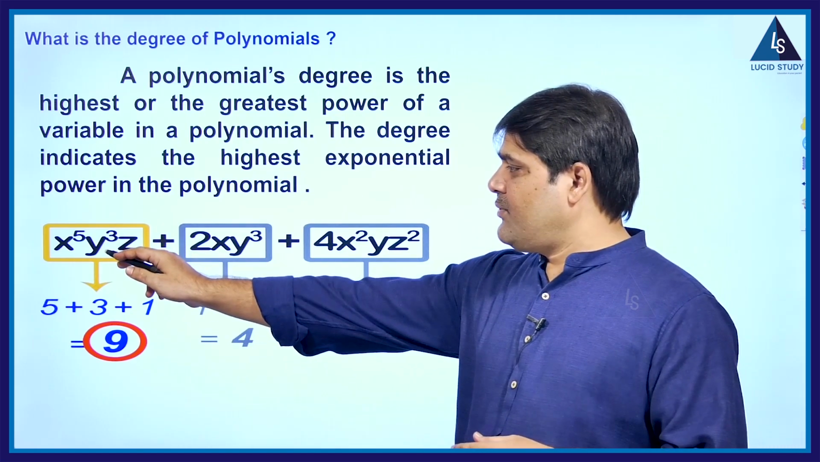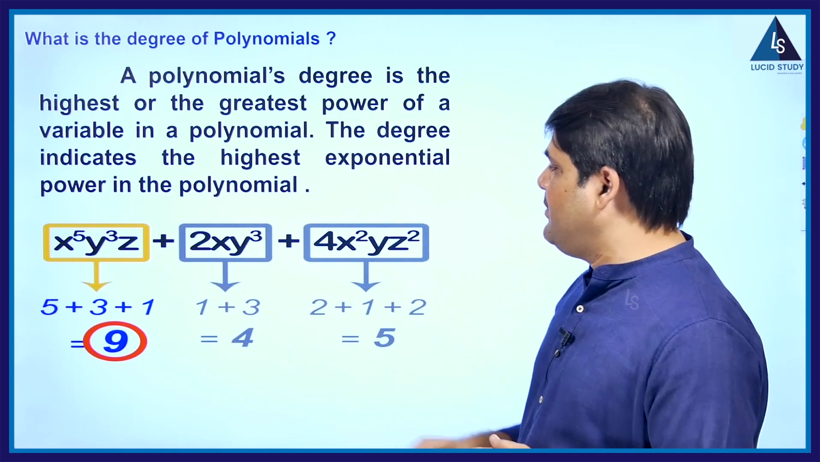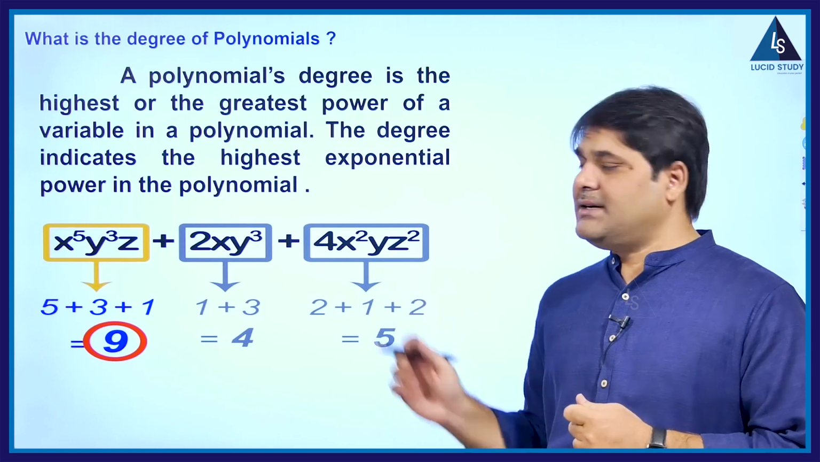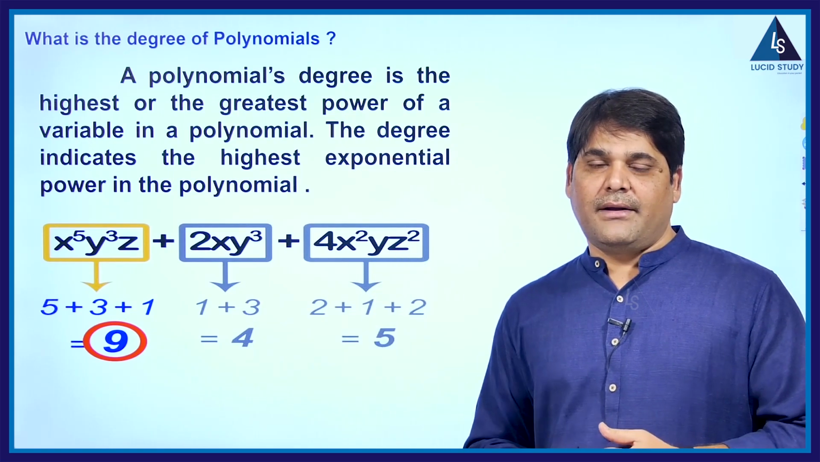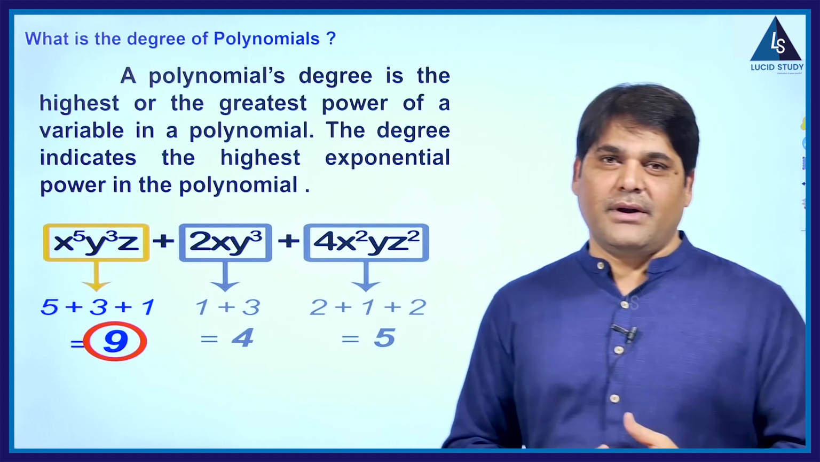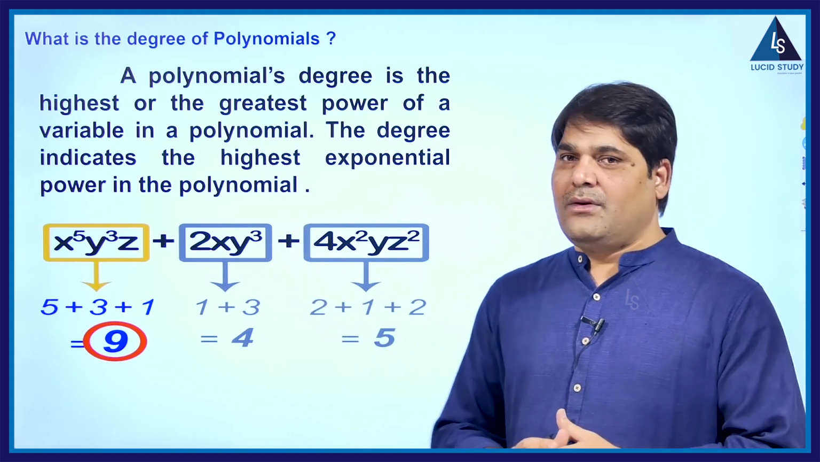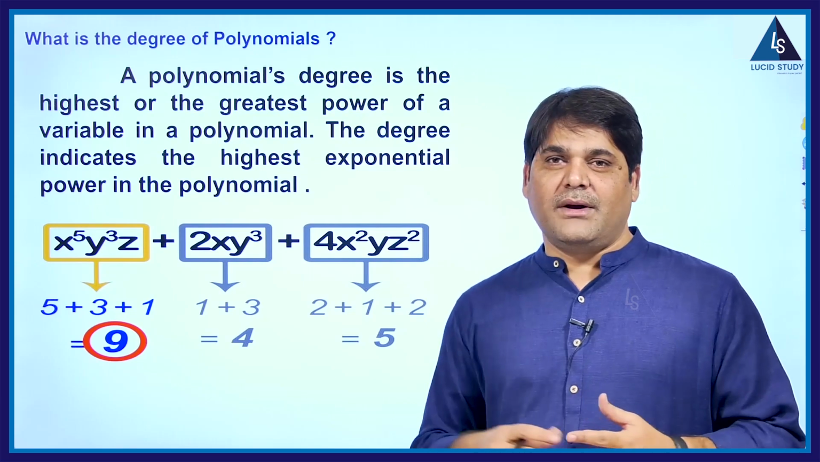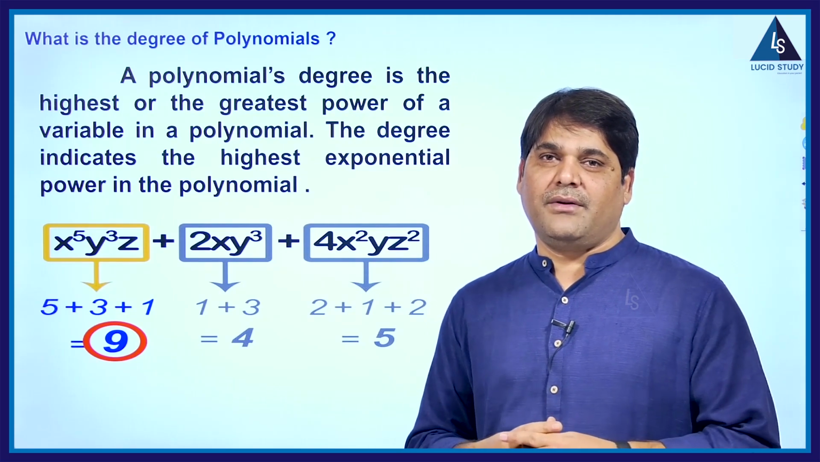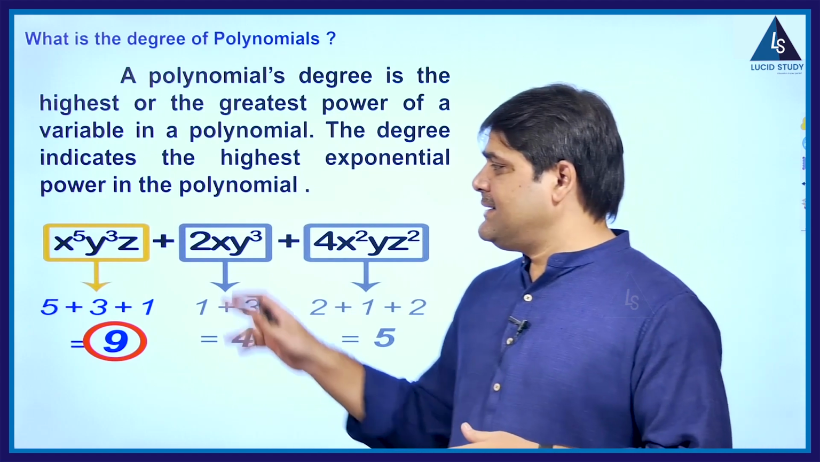See, x power 5 y cube z, and here 2xy cube plus 4x square y z square. So this is a polynomial, right? Because it doesn't have any negative integers as the exponents and it doesn't have p by q exponents. So this is a polynomial. Fine. So what is the degree of this polynomial? Means what we have to do? We have to check the sum of exponents in each term.